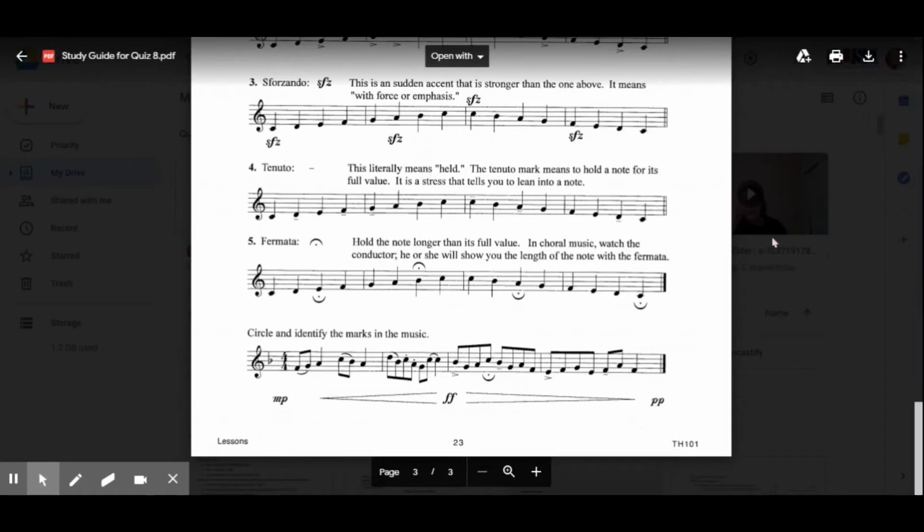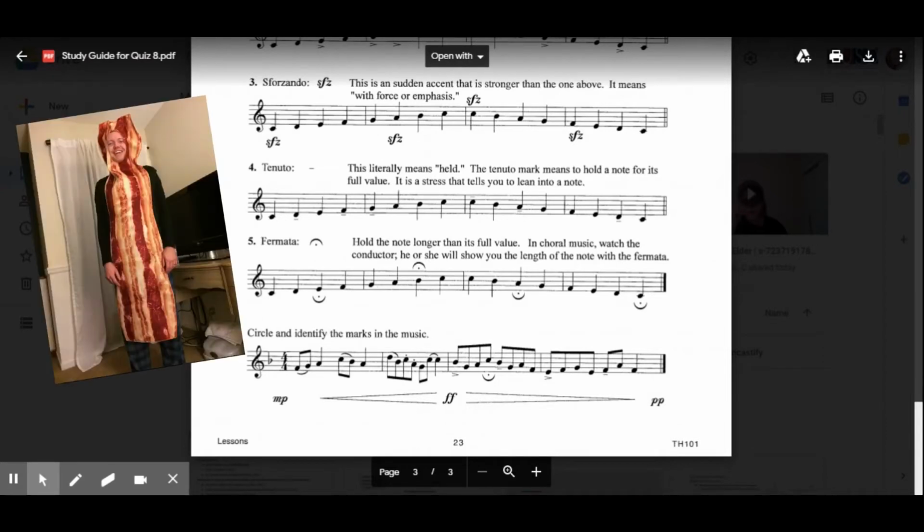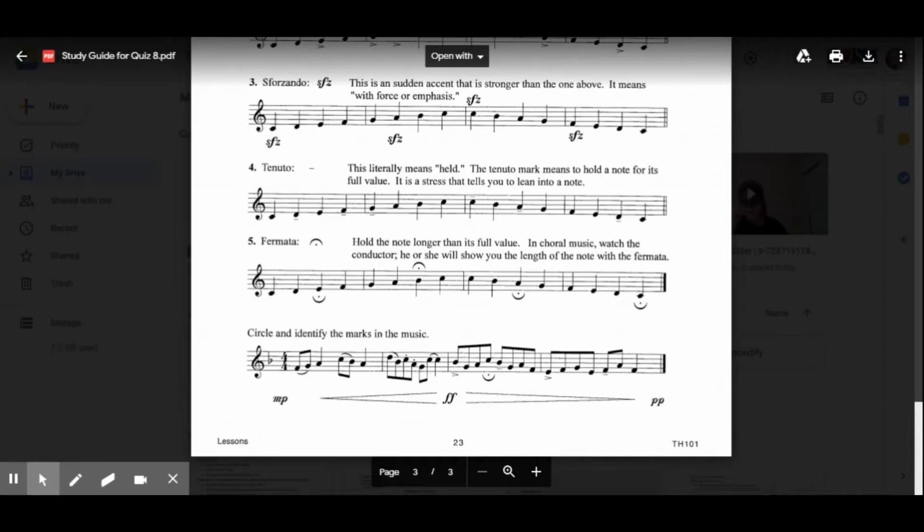It's this little half circle with a little dot in the middle, and it means to hold the note longer than its full value. In choral music, you would normally watch your conductor. They will show you the length of the note with the fermata that is written on your sheet music.